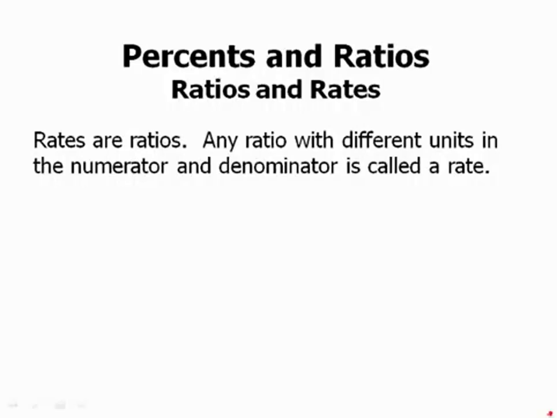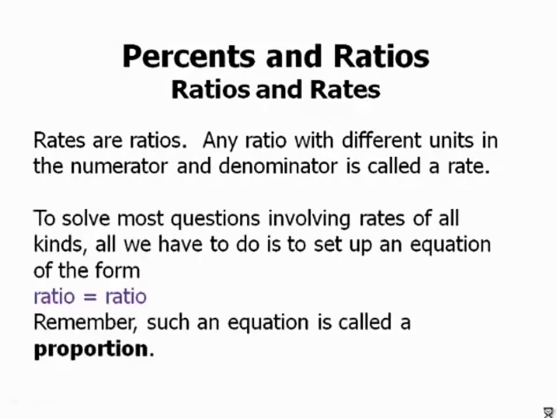Ratios and rates. Rates are ratios. Any ratio with different units in the numerator and denominator is called a rate. To solve most questions involving rates of all kinds, all we have to do is set up an equation of the form ratio equals ratio. We just match the units on each side. Remember that such an equation, fraction equals fraction or ratio equals ratio, is called a proportion. And if you're not familiar with it, it may be a good idea to go back and look at the video, Operations with Proportions, what you can do and can't do with a proportion mathematically. That video is in the fraction module.